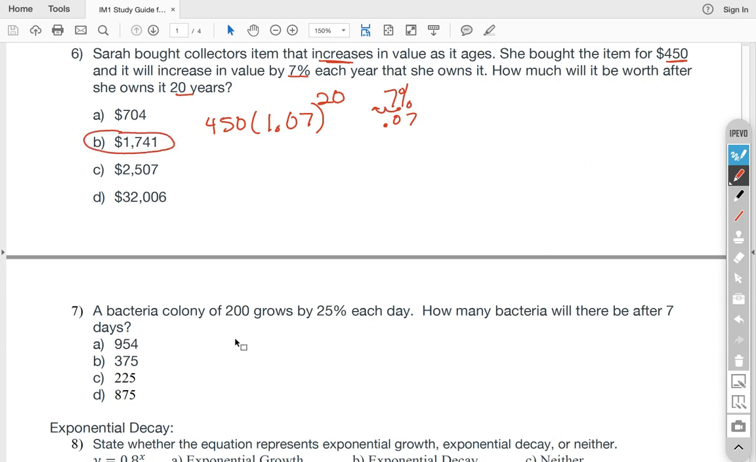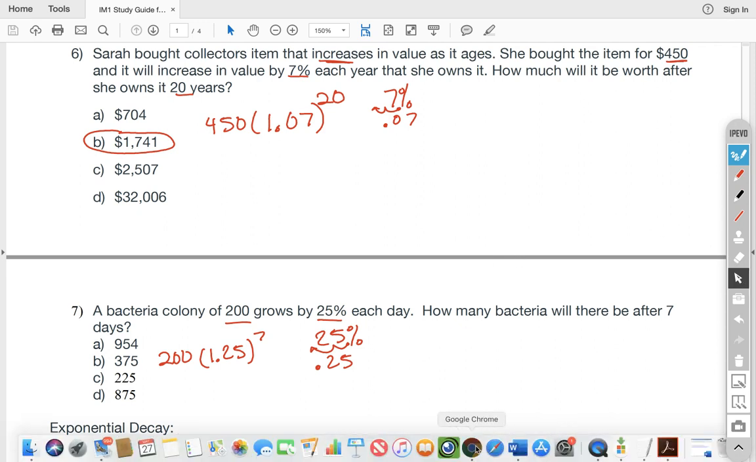All right, number 7. A bacteria colony of 200 grows by 25%. Remember, 25%, you need to move twice to the left: 0.25. How many bacteria will there be after 7 days? So we have 200 times 1.25, and 7 is the number of days. So let's put that in the calculator.